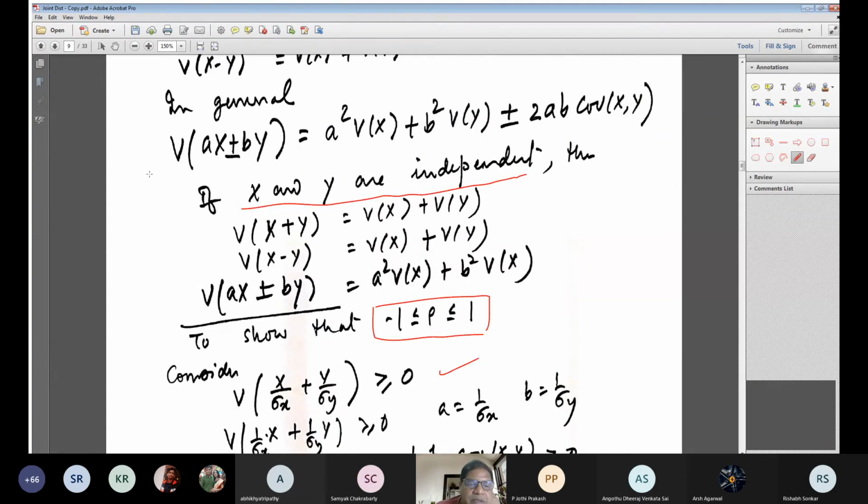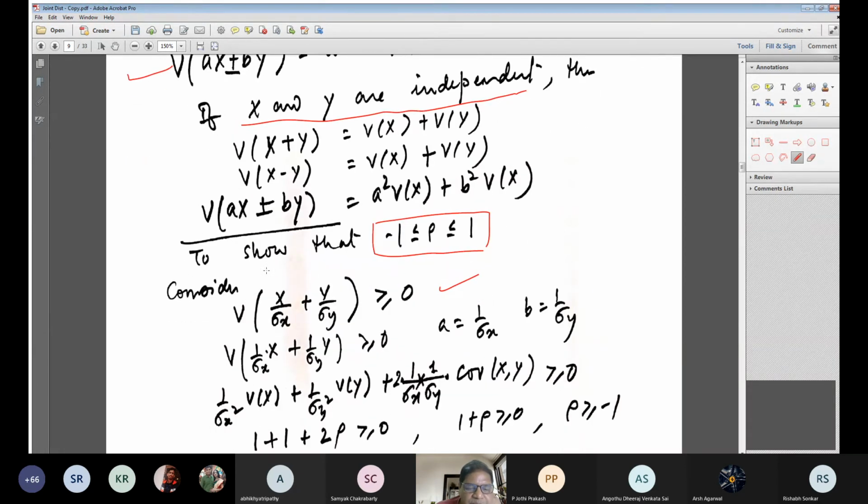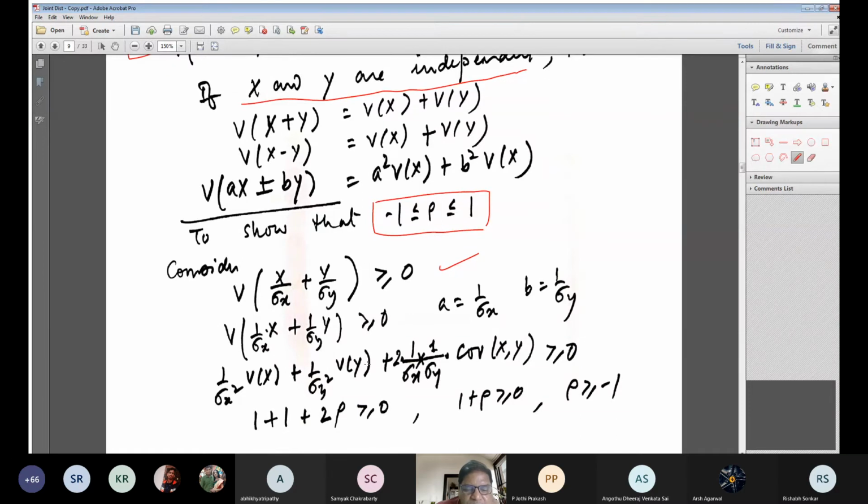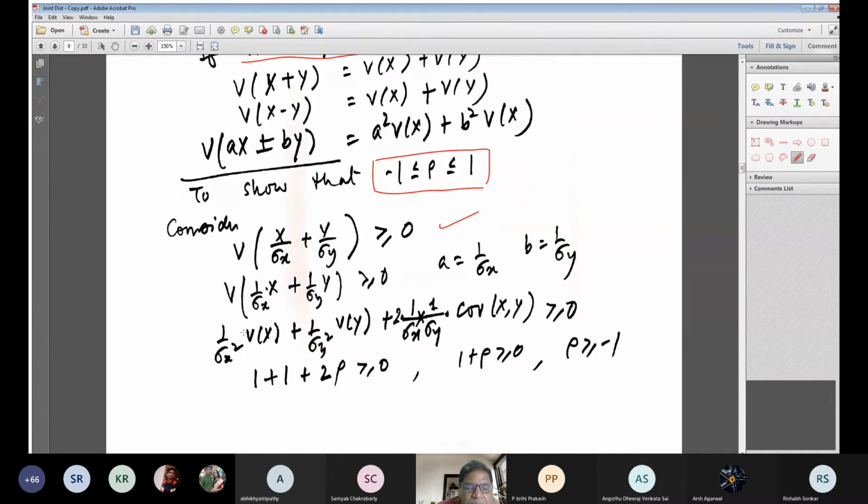This particular result, by assuming a equal to 1 by sigma x, b equal to 1 by sigma y. So here I have written a equal to 1 by sigma x into x, 1 by sigma y into y. So this is greater or equal to 0. So now you open that. So 1 by sigma x square variance of x, 1 by sigma y square variance of y, plus twice 1 over sigma x sigma y covariance xy. This whole thing is greater than or equal to 0.